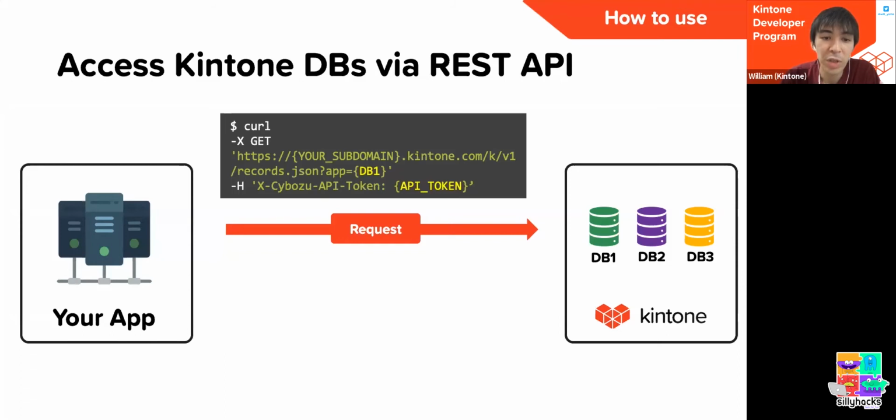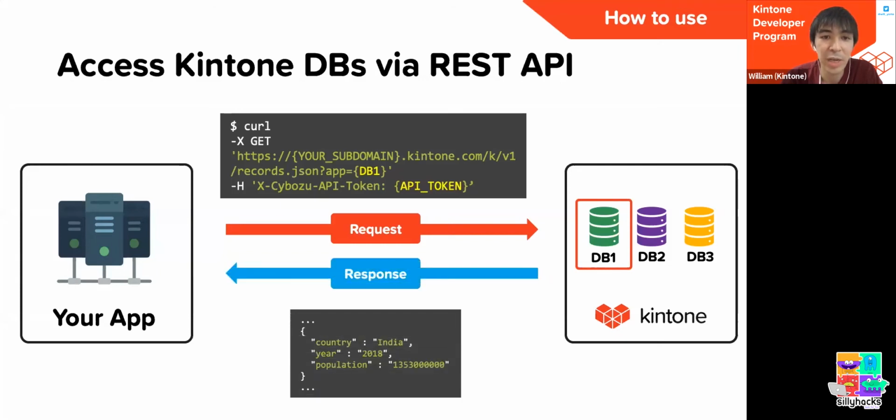And then once Kintone receives that request, it'll say, oh, you're trying to access this database. All right, I'll give you a response. And the response comes back in JSON format, which is very easy to read, and gives you back the data that you've asked for.